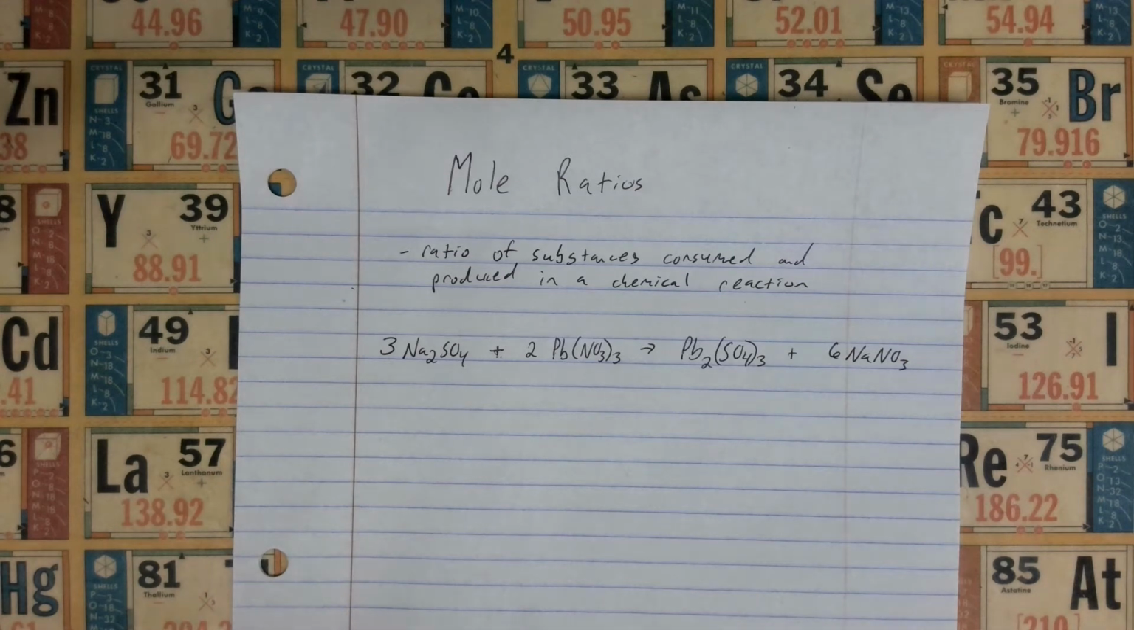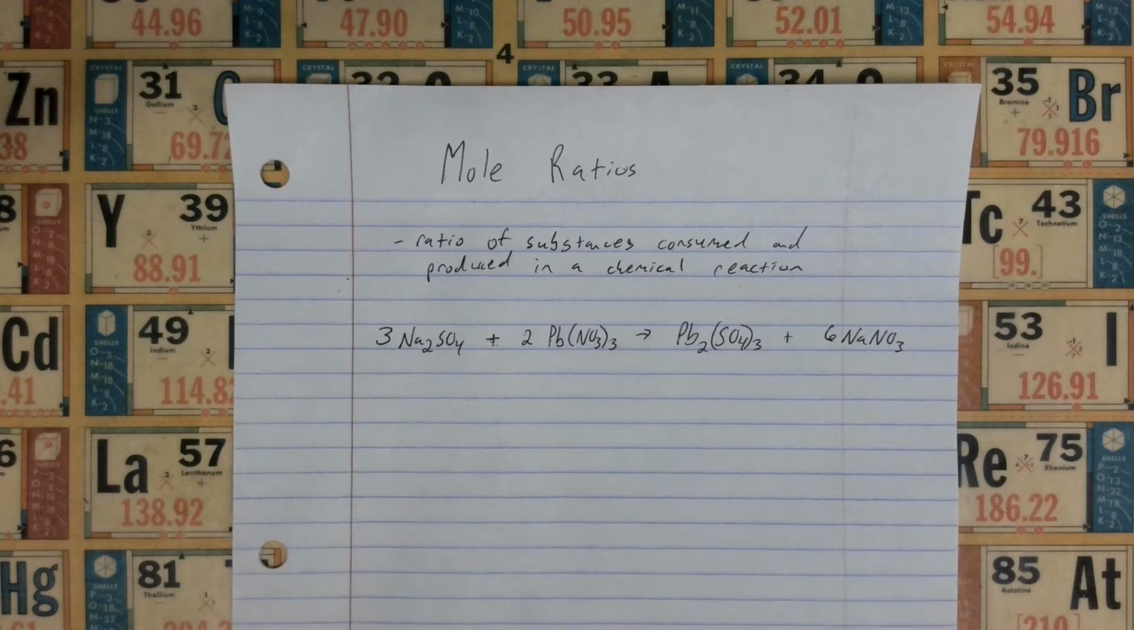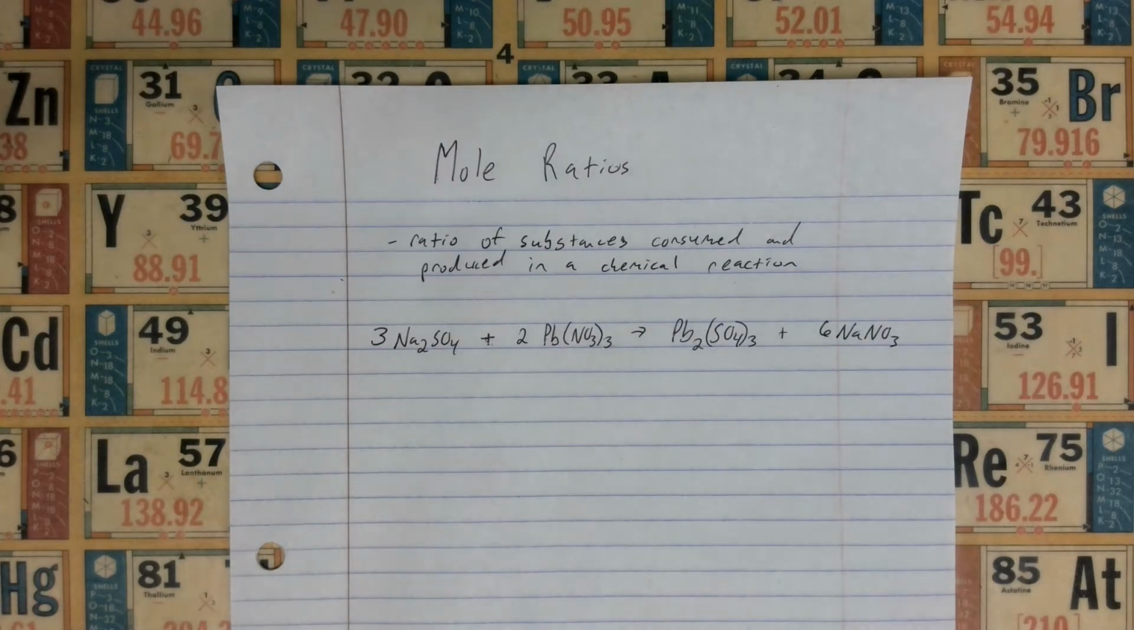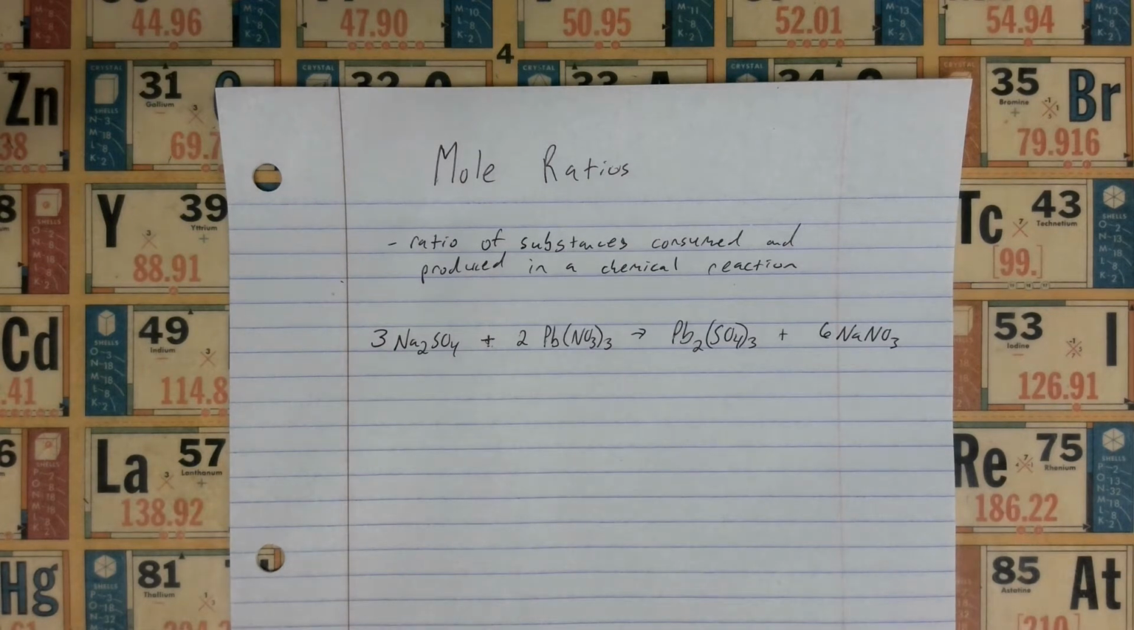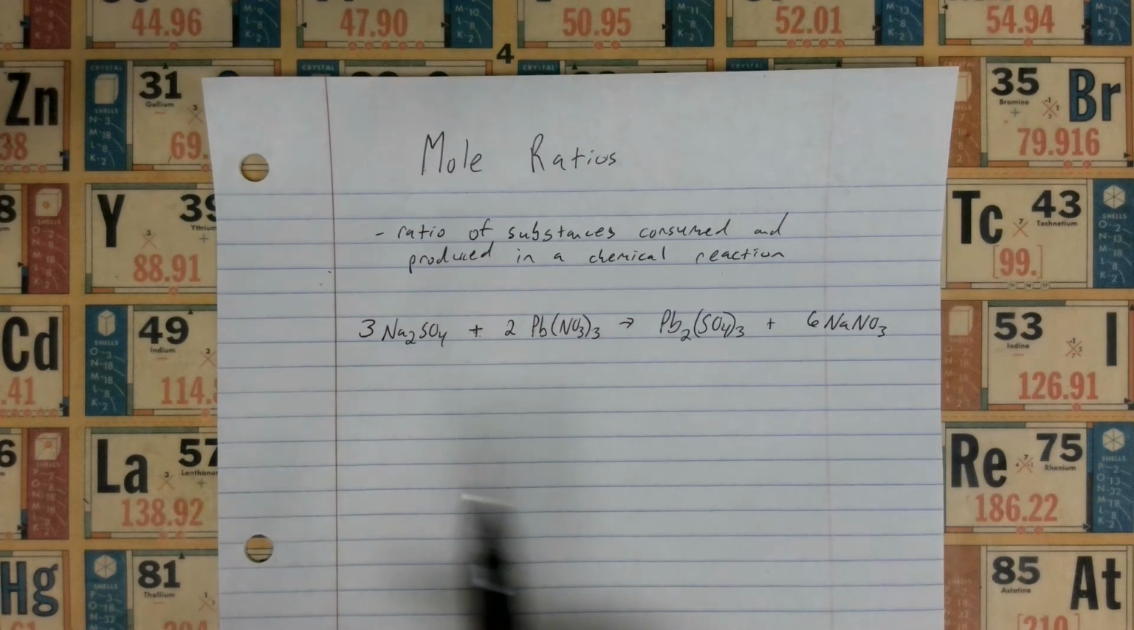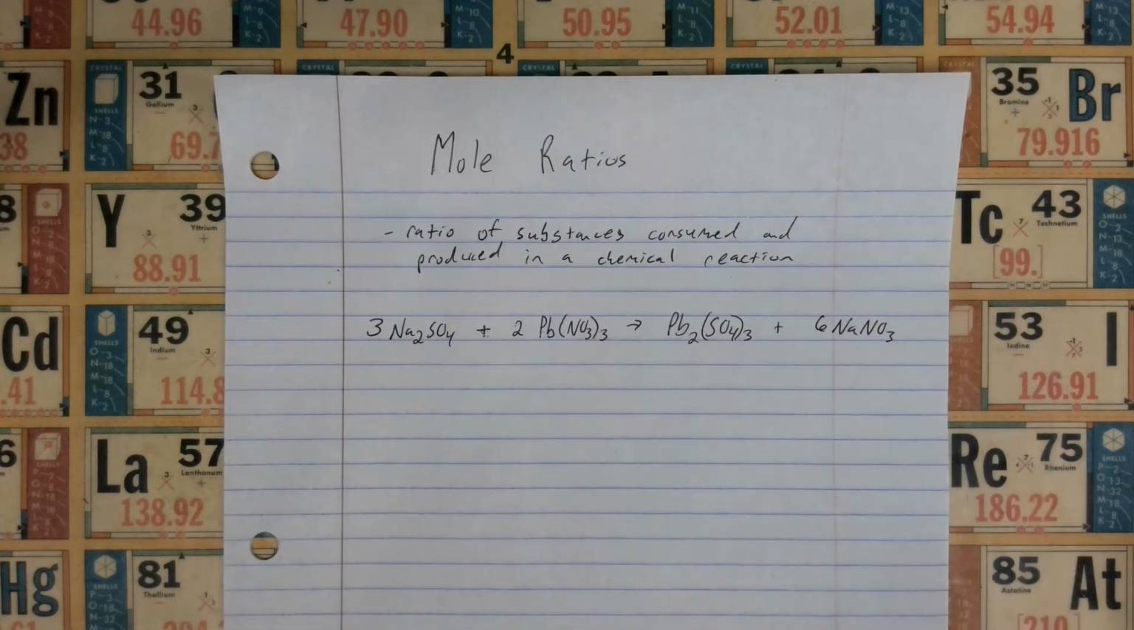Okay, so today we're going to get into mole ratios. A mole ratio is a ratio of the substances consumed and produced in a chemical reaction. For every reaction, when we write out the balanced equation, the coefficients will tell us the recipe for that reaction. You can think about a recipe like baking cookies. You have so many eggs, so much flour, so much sugar, all the ingredients, and they will produce a certain amount of dough that you can then use to bake cookies.